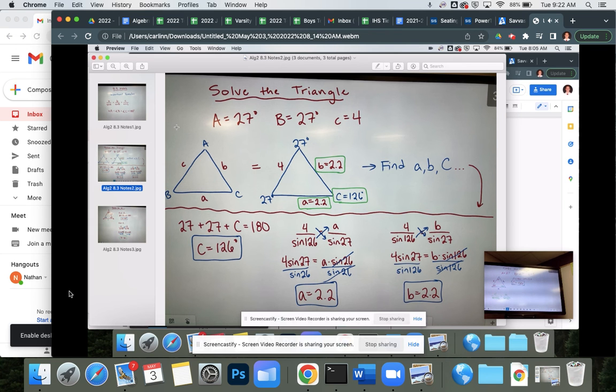Give me a thumbs up, thumbs down. Do you guys understand how we set that equation up? Let's see what we plugged in there. Okay. Now, anytime that we have a fraction on each side of the equal sign, we can do cross multiplication. So let's take the top and multiply it by the bottom. So 4 times sine of 27 equals, over on this side, a times sine of 126.